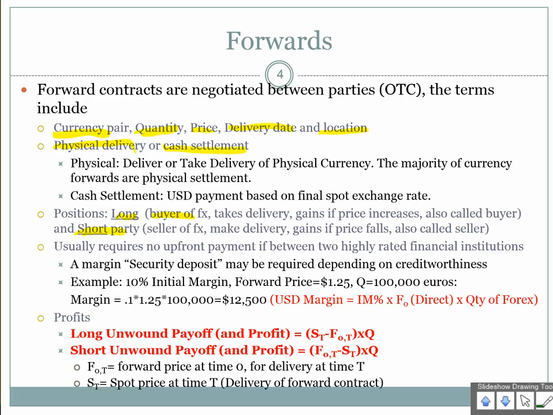So an example would be you have a forward contract to buy 100,000 euros at $1.25, and you agree upon an initial margin of 10%. That means that both counterparties, both the long and the short counterparty, will deliver 10% of that contract value, $1.25 times 100,000 euros, or $12,500, into an account and gain interest.